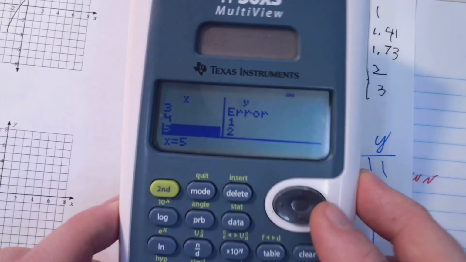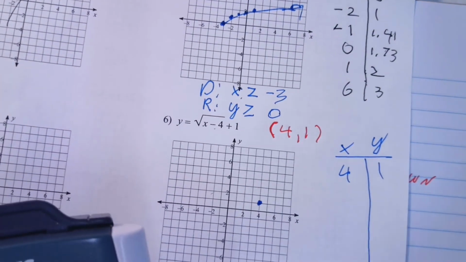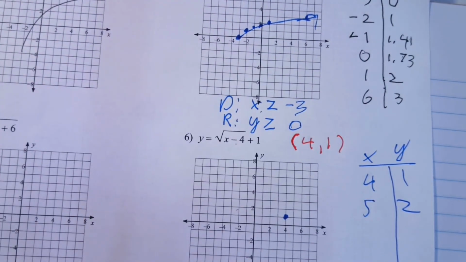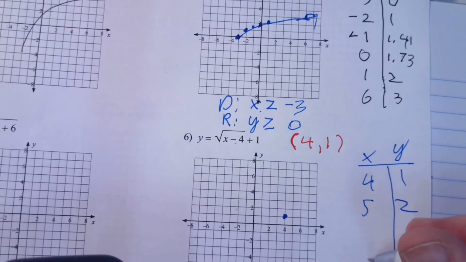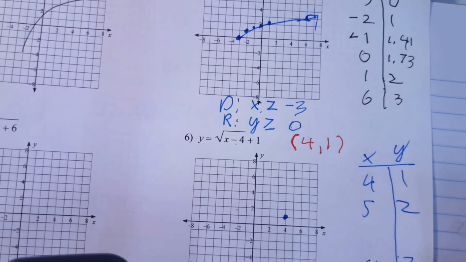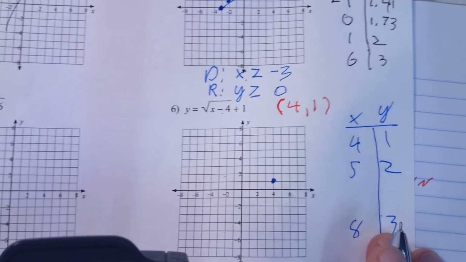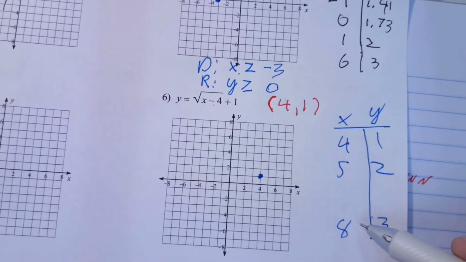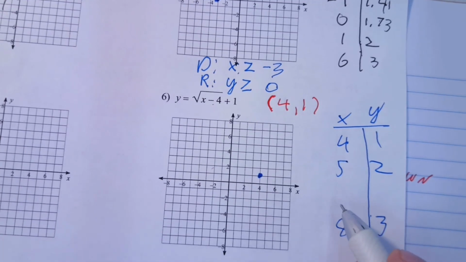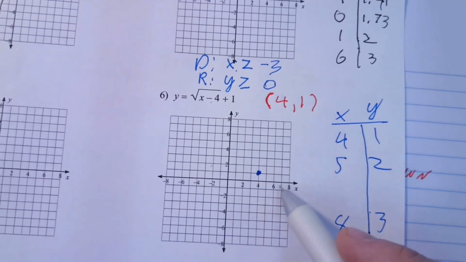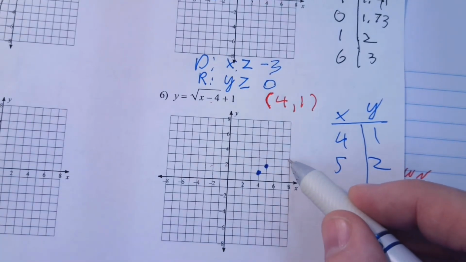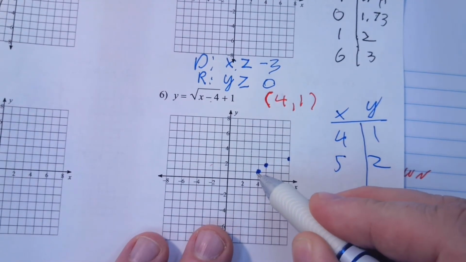What's our next point? (5, 2). It's going to be (8, 3). Okay. And honestly, if you do this stuff and you remember it's a curve, you'll be fine using just basic points like this. So I'm going to mark that down. (5, 2), (8, 3). So I'm going to curve from here to here.